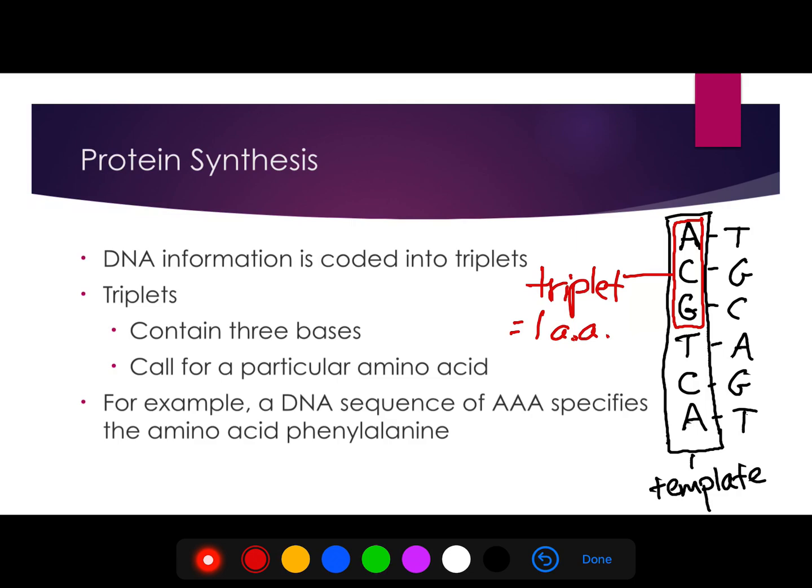Now, each one of these triplets is going to code for a different type of amino acid. So this ACG here is going to code for a different amino acid than this TCA, okay? So keep that in mind. ACG codes for one amino acid. This TCA codes for a different amino acid. And then you can string these 2 amino acids together and form a more complex protein.